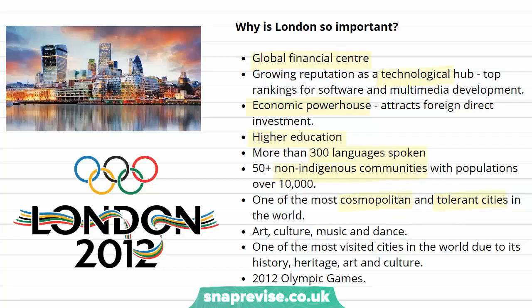So alongside this, London is also very much a hub for art, culture, music and dance, with lots of museums, galleries, theatres and so on. So there's lots of things cultural-wise to do and visit in London. And also London is one of the most visited cities in the entire world due to its history, its heritage, art and culture. And recently London hosted the Olympic Games in 2012. So hosting the Olympics attracted a lot of tourism and visitors into the UK, and also led to a lot of redevelopment of many areas of London to improve it before the Games started.